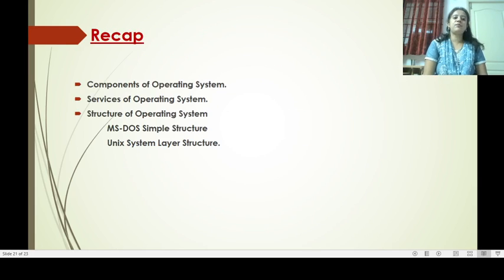Let us have a small recap of whatever we studied in today's session. Today we studied the components of the operating system, the services of the operating system, and the structure of the operating system. We studied the DOS simple structure and the Unix system layered structure.